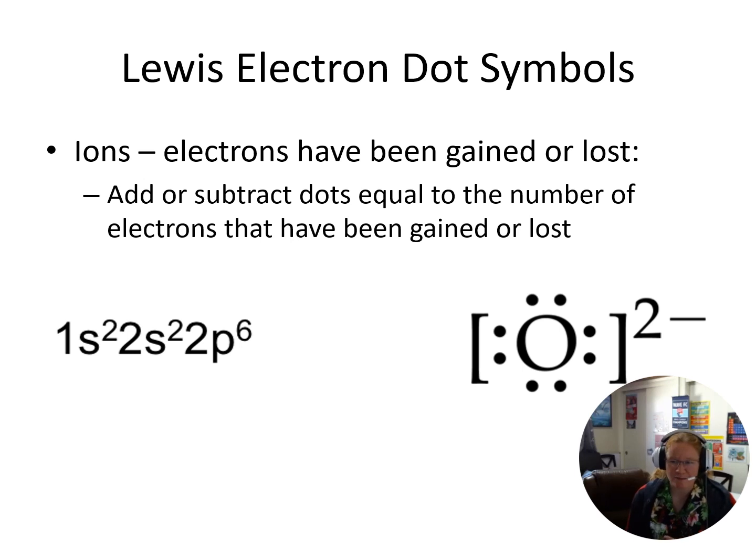If we have ions, we do have to account for those. If it's an anion, we've gained electrons. If it's a cation, we've lost electrons. And so we then have to show those excess or missing electrons equal to that charge. And then we put the whole thing in these brackets and put the charge on the outside of it.